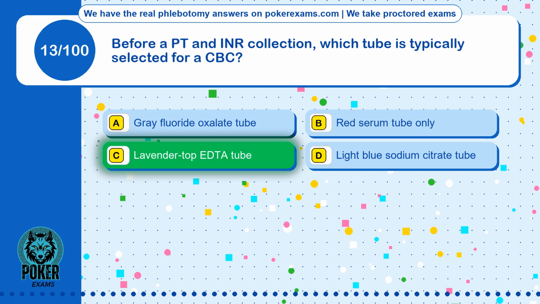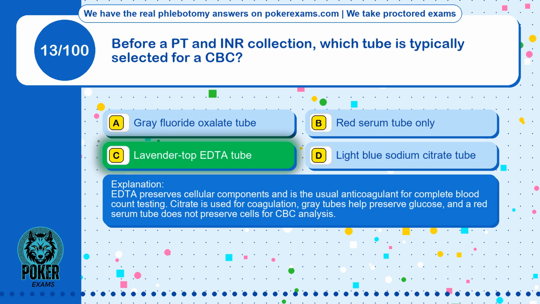The correct answer is option C, lavender top EDTA tube. EDTA preserves cellular components and is the usual anticoagulant for complete blood count testing. Citrate is used for coagulation, gray tubes help preserve glucose, and a red serum tube does not preserve cells for CBC analysis.